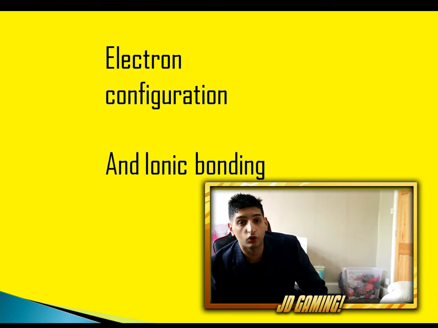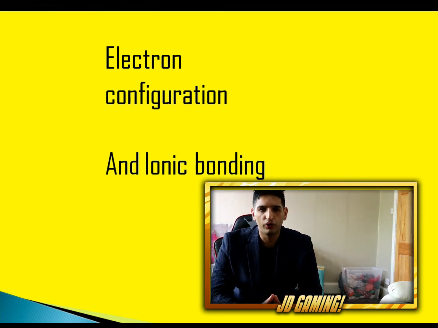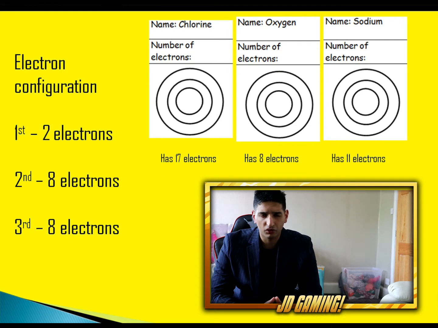Okay, today we're going to be talking about ionic bonding. Now, before you understand what ionic bonding is, you need to have a clean understanding of electron configuration. It's very important that you know this because it's the basics and the fundamentals of chemistry. The first thing is, what is electron configuration? It is the way you draw the elements.